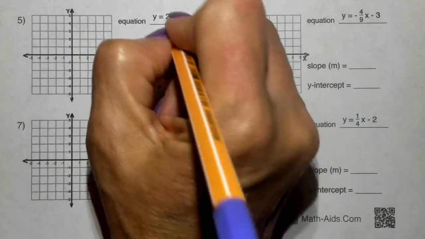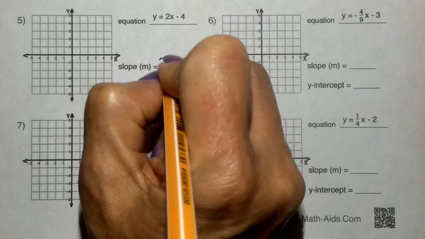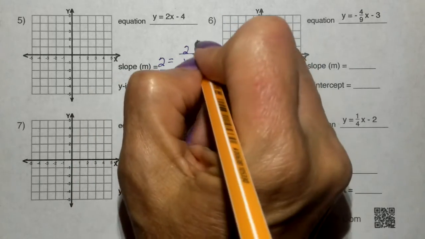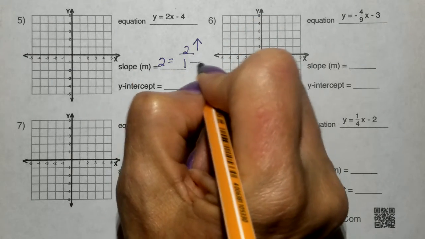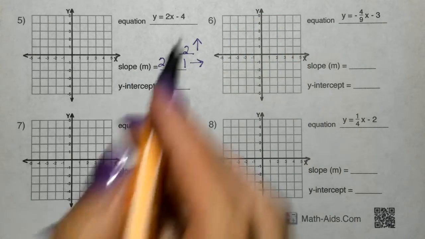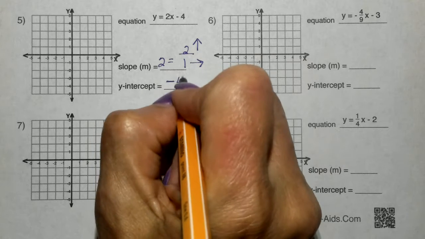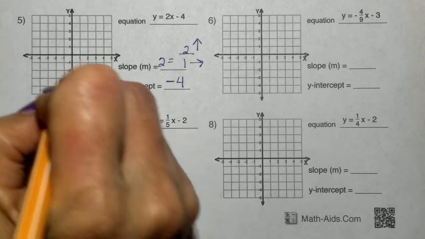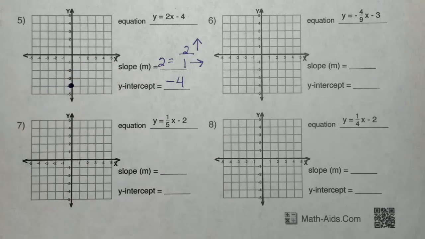All right, so my slope is a positive 2. Remember, we want to make that a fraction, so we can take any number and put a 1 denominator. Positive 2, up 2, positive 1, to the right 1. My y-intercept is at negative 4. So that means where I start on my y-axis is at negative 4. So I'm going to find that negative 4, which is way down here at the bottom.